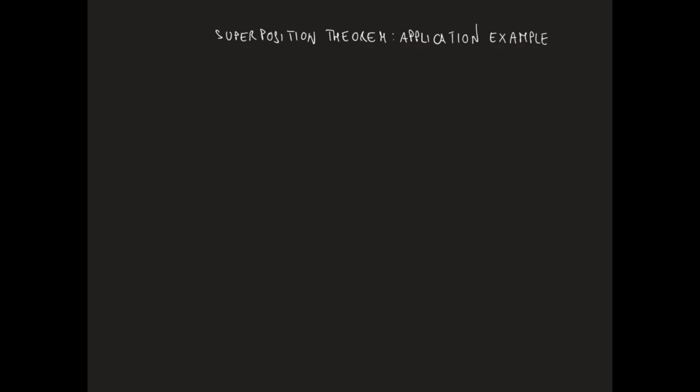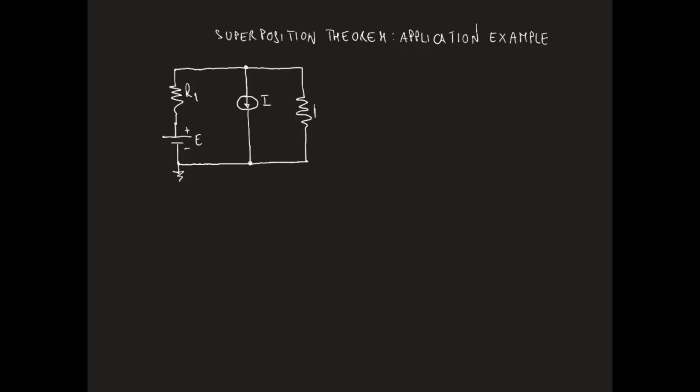As an application example for the superposition theorem, let us consider a circuit including a resistor R1, a battery E, a current source I, and another resistor R2 in parallel with the current source I. And let us consider as the output variable for this circuit the voltage between nodes A and B. Let us call this voltage VAB.